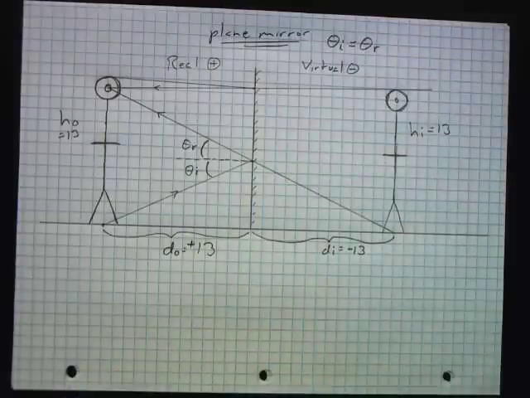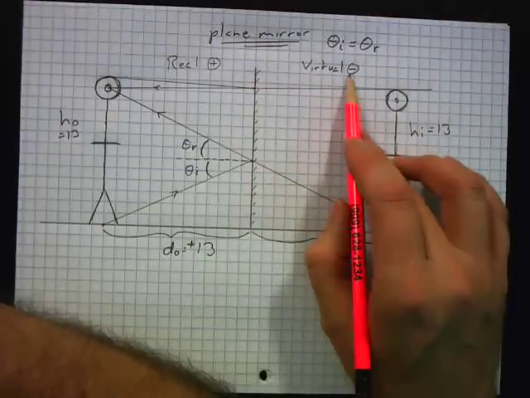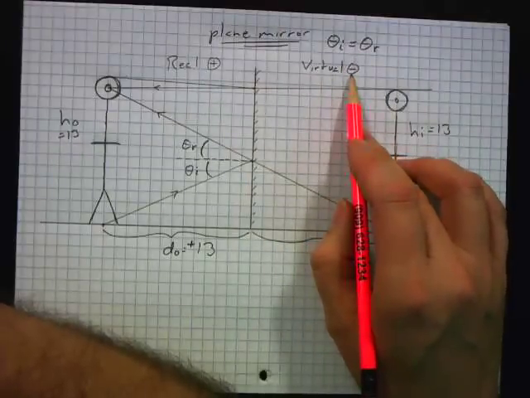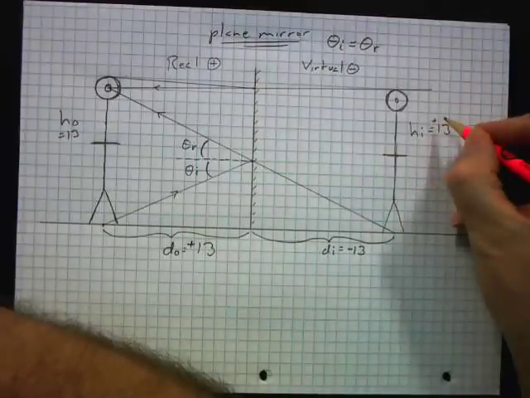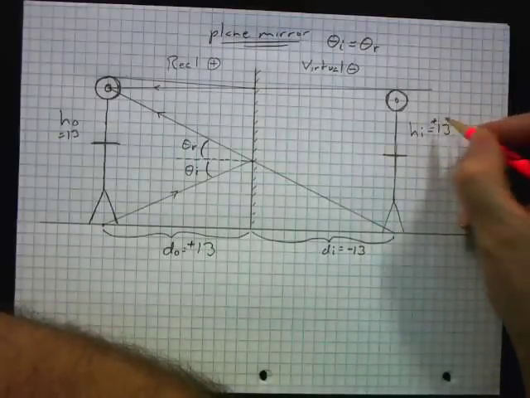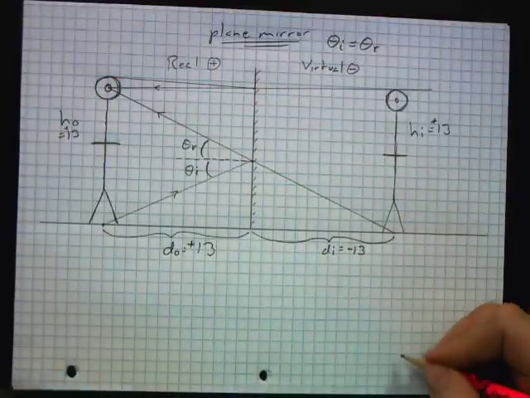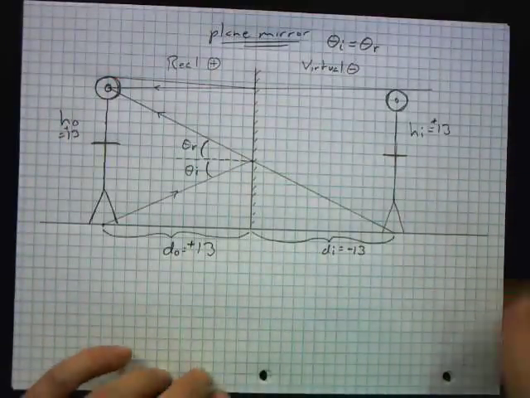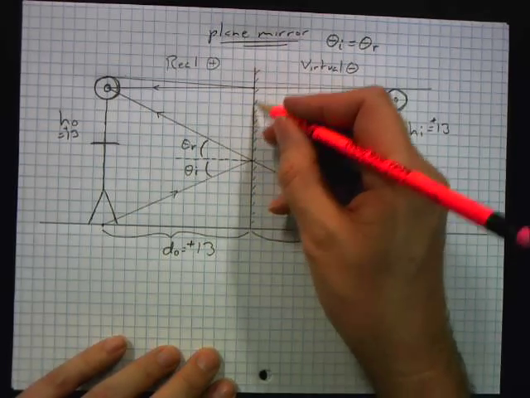Oh, be careful here. In the virtual world, distances, horizontal distances, are negative, not vertical distances. This is still a positive 13. Negative 13 would mean that it was going down below this axis down here. All right, from here to here, 1, 2, 3, 4, 5, 6 and a half.